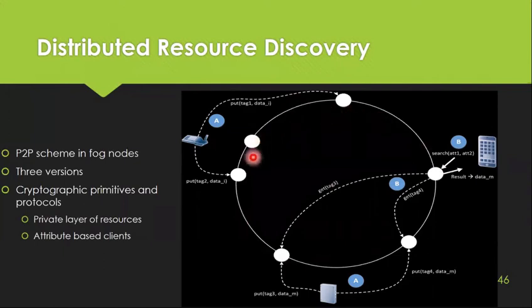And there are some security requirements that have been proved and achieved. For example, creating a private layer of resources which cannot be discovered by all nodes, or attribute-based clients. So we allow the clients to discover resources based on their attributes. For example, just the students in the University of Al-Qadisiyah can access the temperature sensor, or any other resource inside the university, so that no one else can discover those resources. And we use some cryptographic primitives and protocols for that.